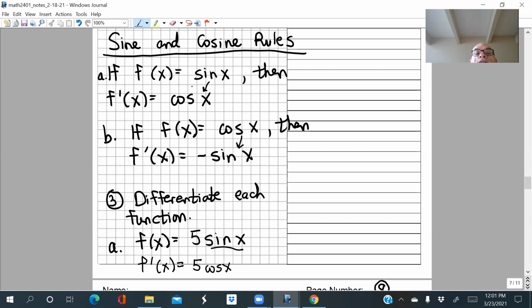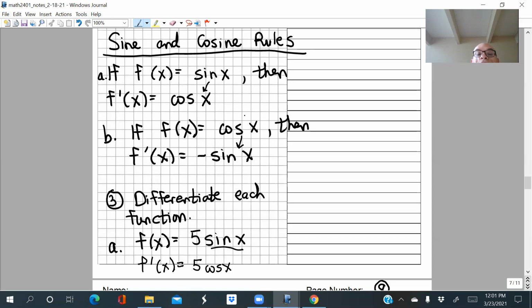So if you're trying to differentiate the sine function, this trig function, it has a derivative, and it turns out its derivative is just the cosine. So the derivative of sine of x is cosine of x. A really easy derivative to remember. Derivative of sine is cosine.